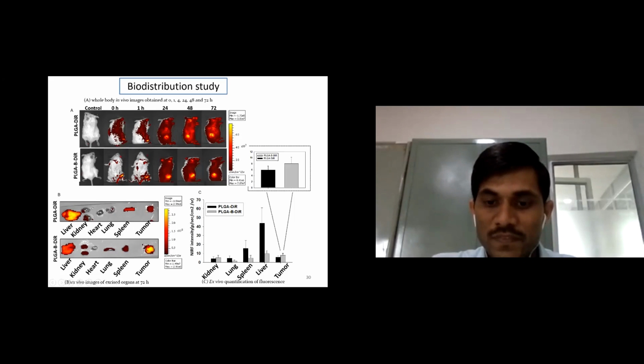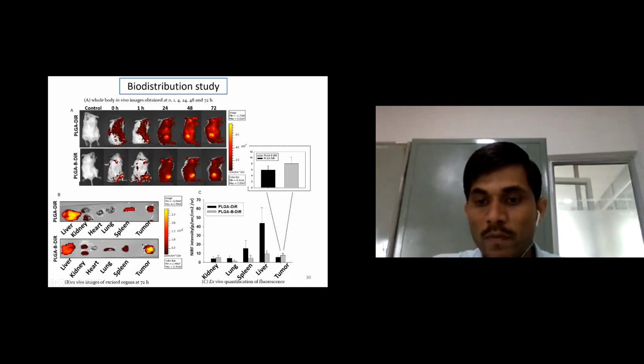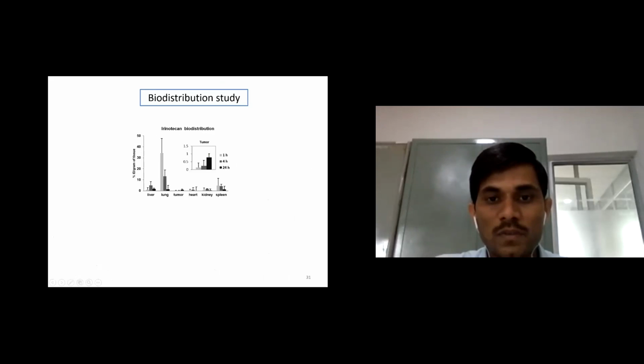We have observed the highest intensity for liver and spleen, followed by tumor. And when we compare for tumor, a higher intensity is observed for DIR loaded nanoparticles with the biotin because of the active targeting of the biotin.